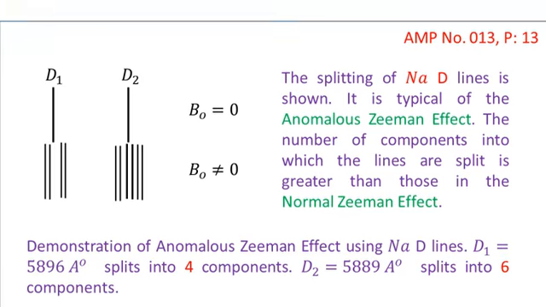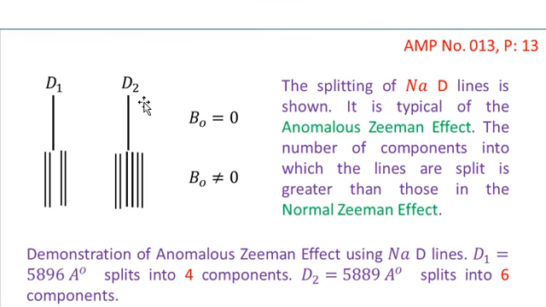So here I am going to show you the D1 and the D2 line from the sodium vapor lamp. Under normal Zeeman effect, the D1 line is split into four components. You see that I have shown D1 as a single line, D2 as a single line when the magnetic field is zero. But when you have applied the magnetic field to the sodium atoms, then you can see that the D1 line will split into four components.